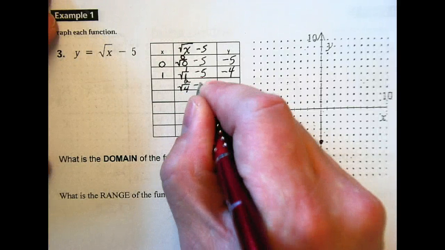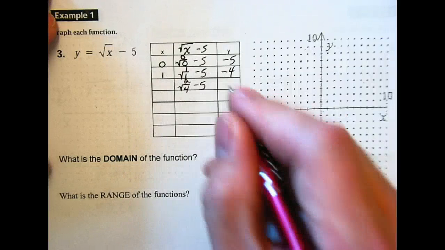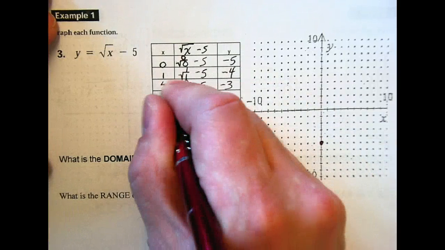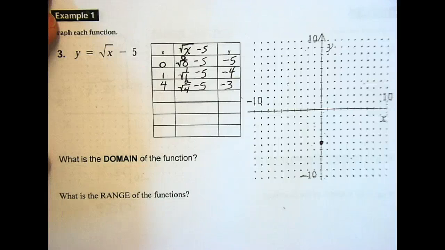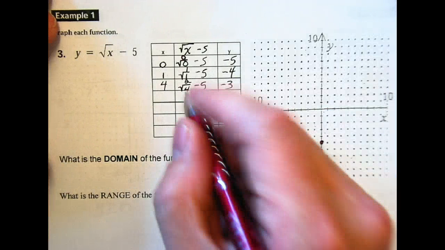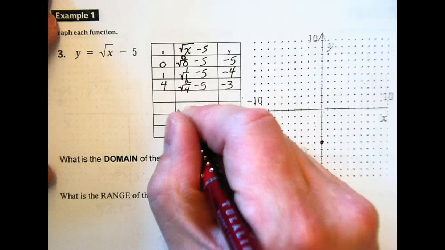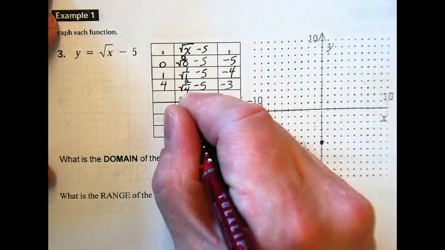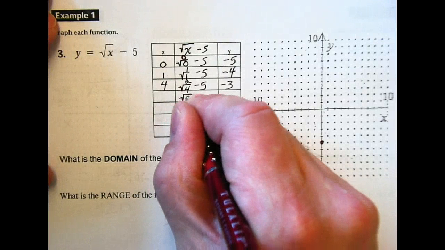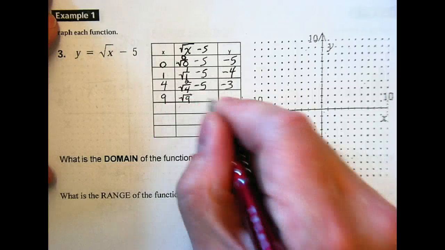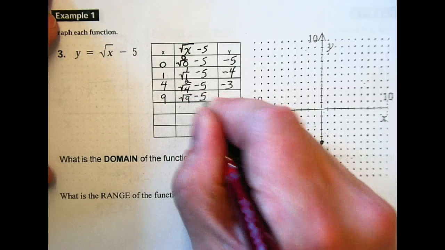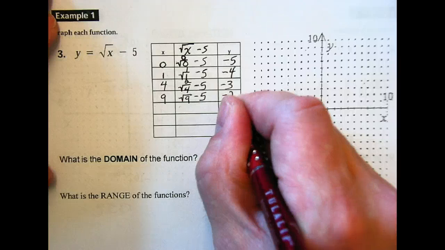2 minus 5 is? Negative 3. What else do we want to make the root equal? 9. The root of 9 is? 3. 3 minus 5 is? Negative 2.